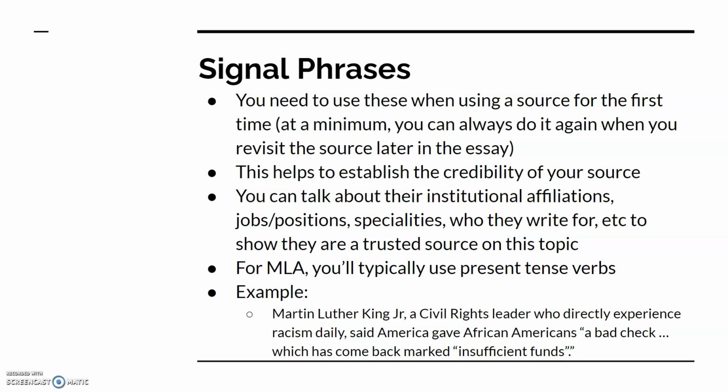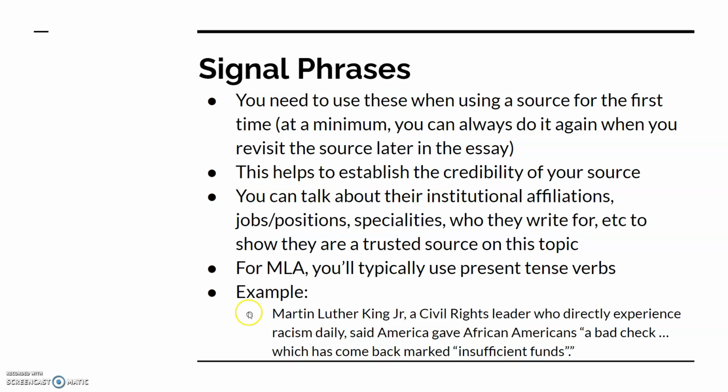So say I'm writing about Martin Luther King Jr. I could say Martin Luther King Jr., comma, a civil rights leader who directly experienced racism daily, end comma, said blah, blah, blah, blah. By showing that he is a civil rights leader, he's experienced racism, I'm giving authority to the speaker and showing why I can trust this author. You could say, according to Dr. Jane Smith, a pediatric doctor for Duke University, blah, blah, blah, blah. Okay. That's the kind of idea of signal phrases. You're just showing us why we should believe this source.